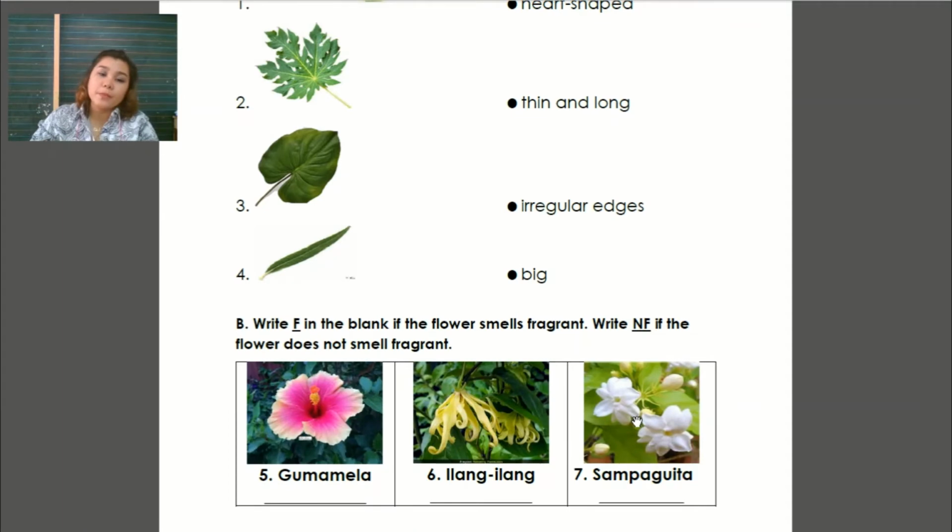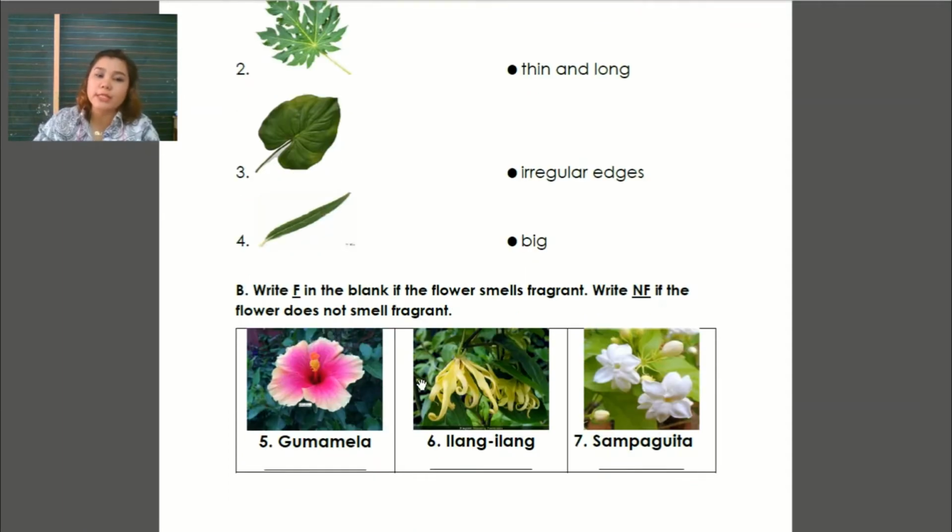Part B. So, we now proceed with flowers. So, write F on the blank if the flower smells fragrant, if it smells good, and write NF if the flower does not smell fragrant. So, generally, ang iba naman kasi flower, they don't have smell. And then, mostly, those flowers with smell or with scent, they are fragrant, but not all. Okay, number 5, gumamela, F or NF.